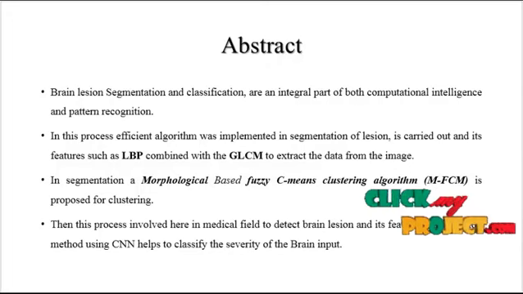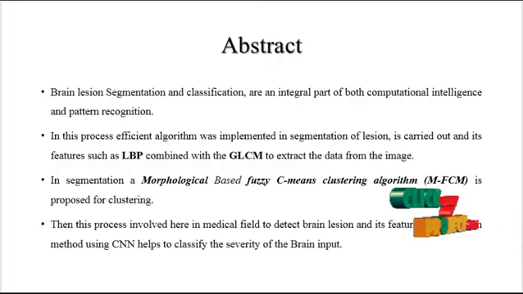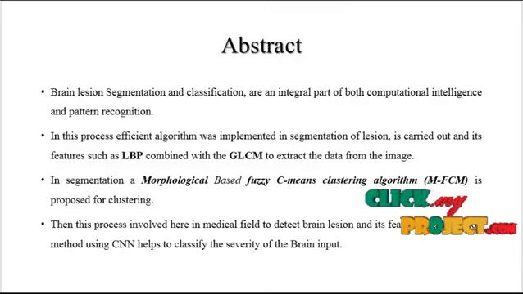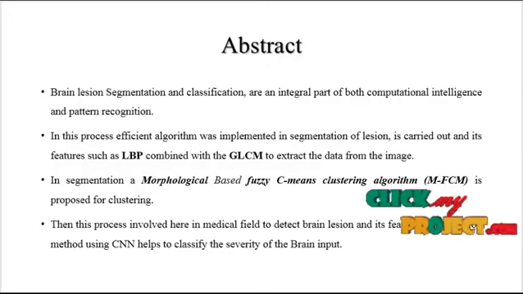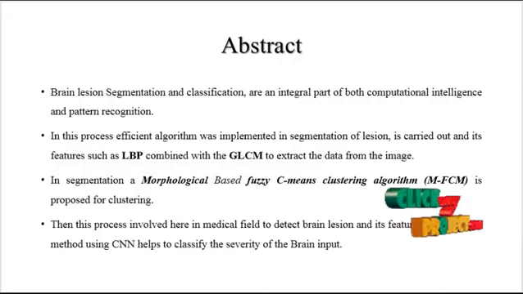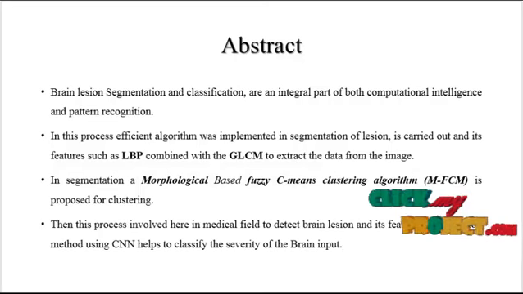This process is used in the medical field to detect brain lesions, and the feature classification method uses a CNN, which helps to classify the severity of the brain input. Along with this, the performance will be evaluated to check the efficiency of the process, and by using the performance we can justify whether our process is efficient or not.